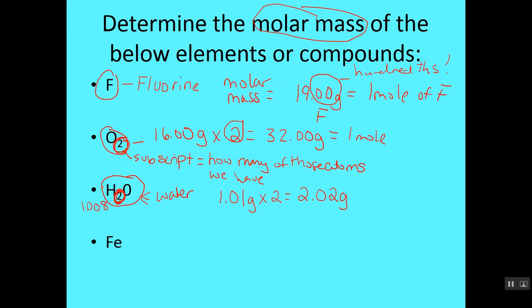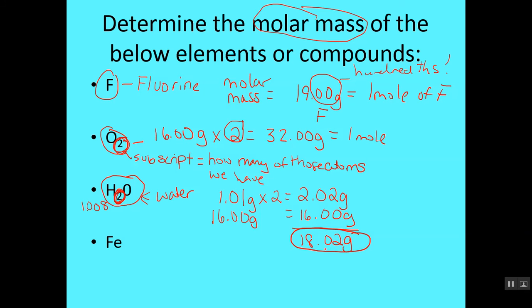Alright, but we don't just have hydrogen in this substance, we also have oxygen. So let's go ahead and see how much we have for oxygen. Oxygen's mass on the periodic table, again, rounded to the hundredths place, is 16.00 grams. So really we just have 16.00 grams for oxygen. Put it together and it gives us a total mass for water of 18.02 grams.